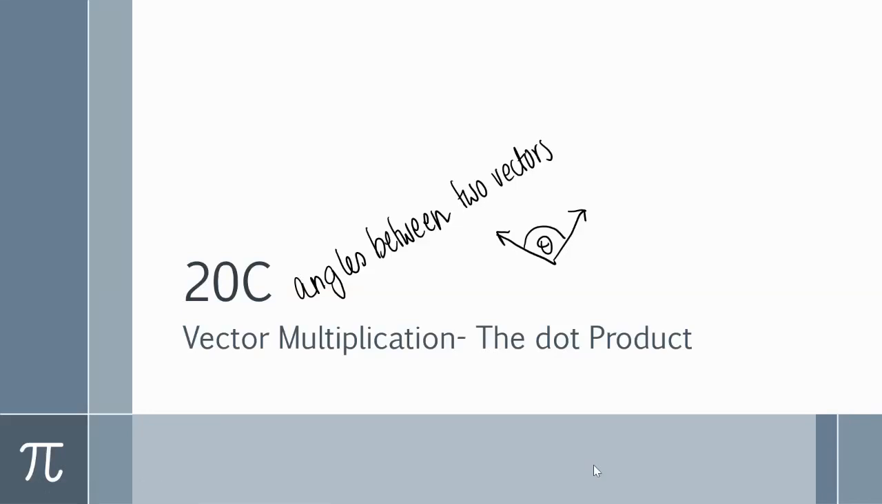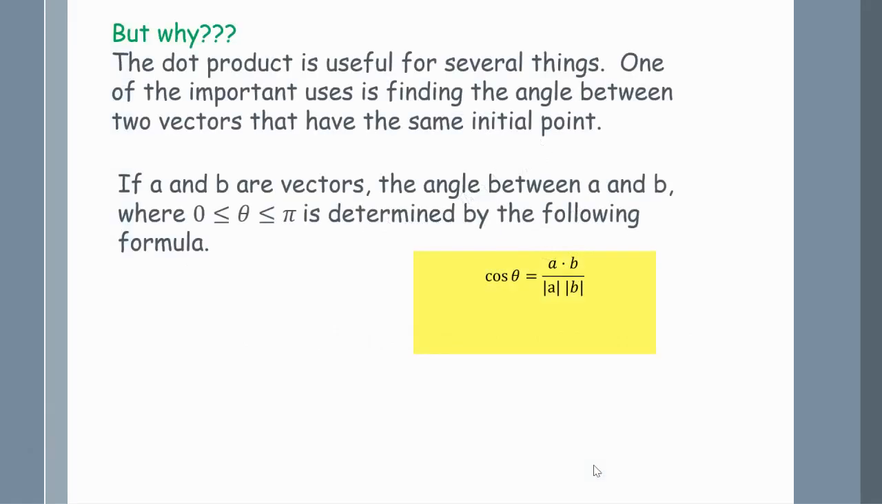This is the second part of 20C, and we're going to look at using the dot product to find the angle between two vectors. There are little tricks of the trade here, so just watch out for these. So basically we want to know, why do we use the dot product? Well, the dot product is useful for several things.